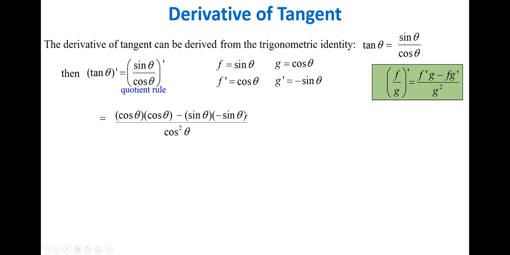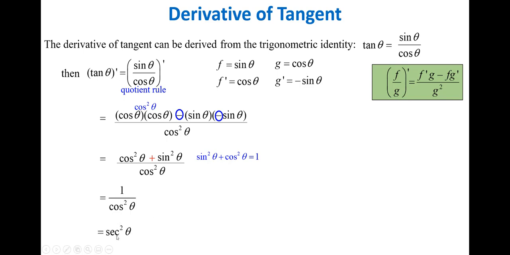And now simplifying the numerator, this is cosine squared. So I'll put that here. And then negative times a negative is a positive. Sine times sine, sine squared theta. Hopefully this is causing you to think of another trigonometric identity. And then this is all over cosine squared of theta. Right. Numerator becomes 1. This is the Pythagorean identity. And then simplifying this, this would be secant squared of theta.